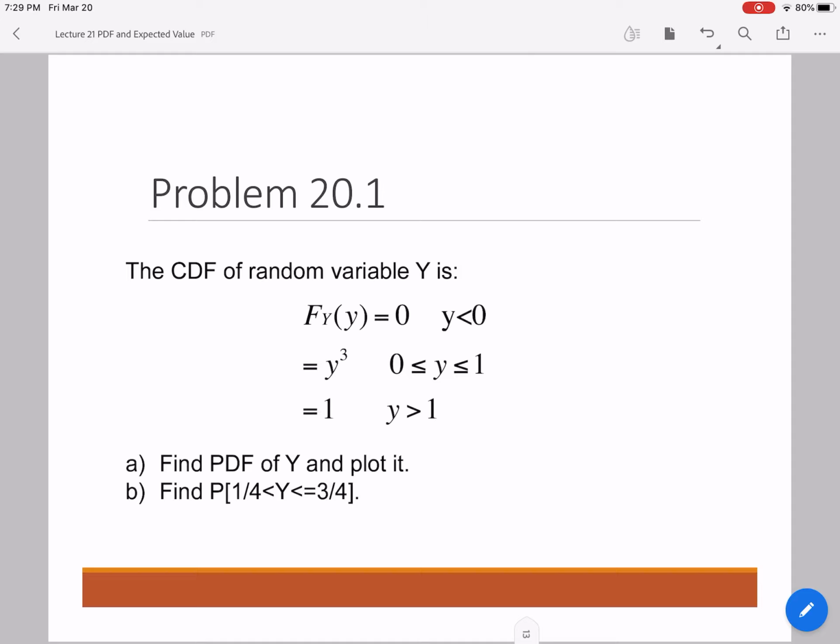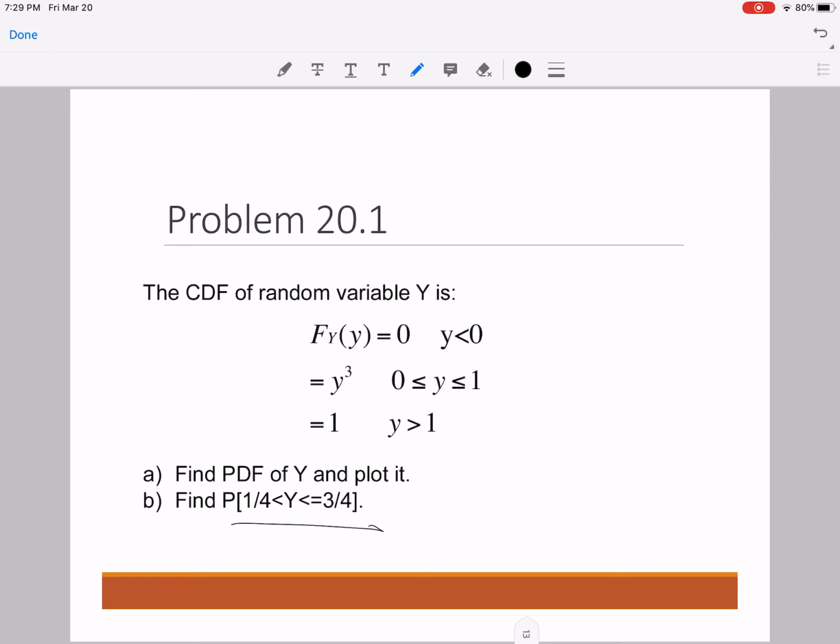So in this problem, first, I need to solve for the PDF and then I need to find the probability that y is in the interval 1/4 exclusive but 3/4 inclusive. So you can pause your video here and give it a fair shot on your own. And then once you're ready, you can unpause the video and I'll show you the solution.